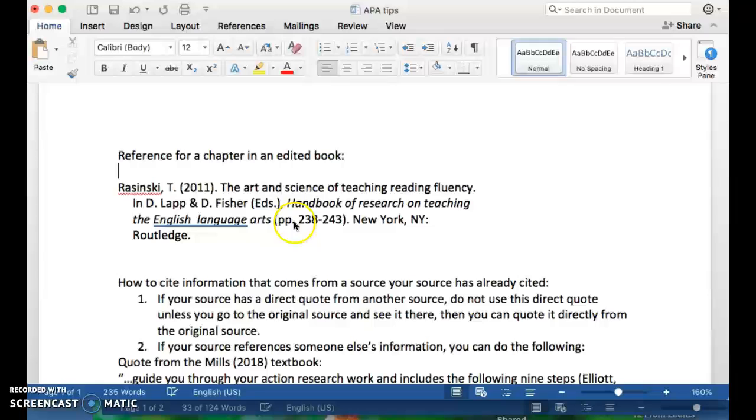Then when you have multiple pages, you use pp. in lowercase rather than just one p. Those are the page numbers of that chapter that you're referencing. The place of publication, which here we can take off the New York State because everyone knows New York is in New York State, and then the publication house is Routledge.